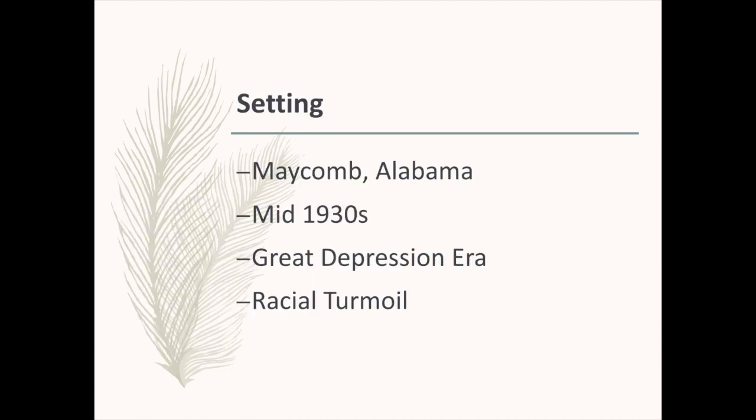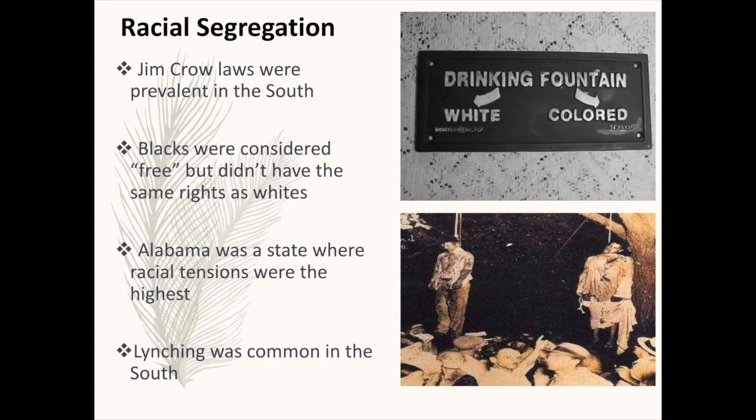The setting of To Kill a Mockingbird takes place in the fictional town of Maycomb, Alabama. It takes place during the 1930s, during the Great Depression, during a time of great racial turmoil. We really need to look at things through a historical lens. So we're going to be talking about the racial segregation that happened in the Deep South in the 1930s.